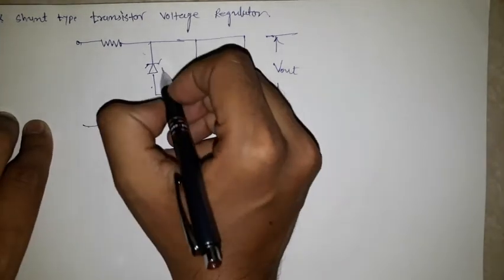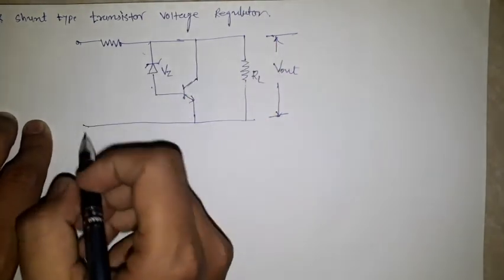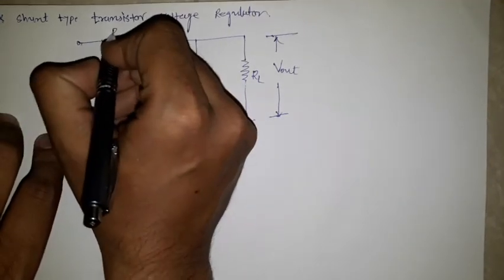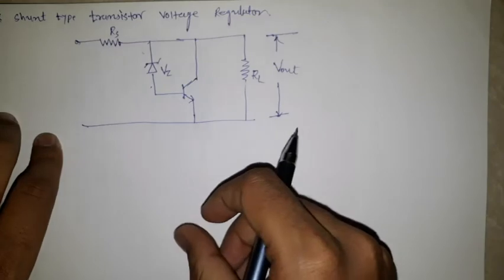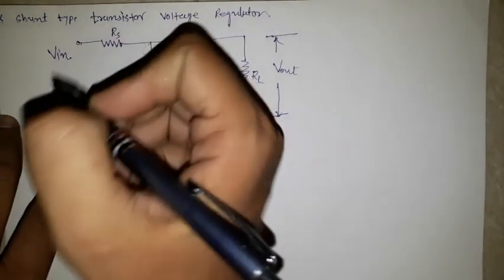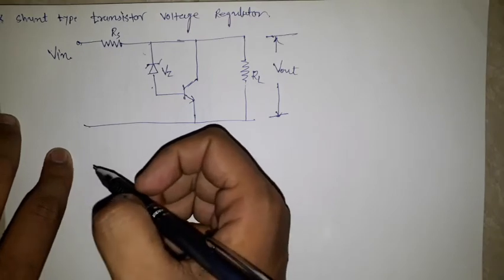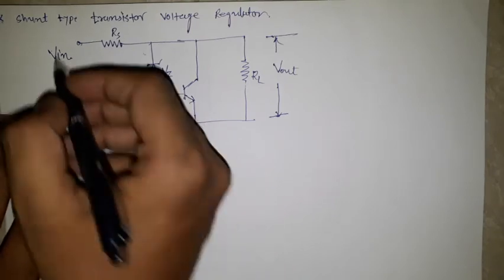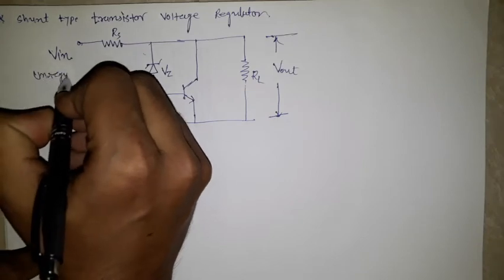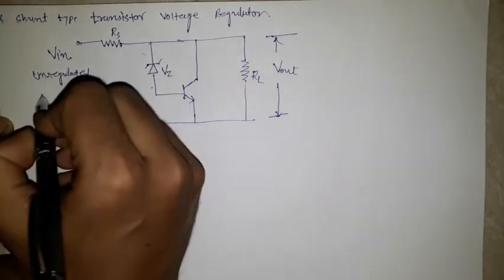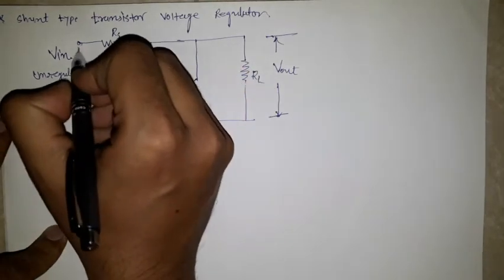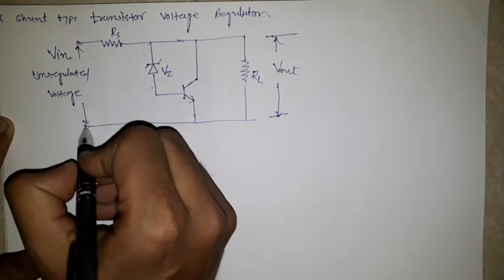Okay, here the voltage across the Zener diode is Vz. It is also known as Zener voltage. Here is Rs, meaning series resistance, and input voltage is given here. So this input voltage is unregulated voltage. Unregulated voltage is given here.